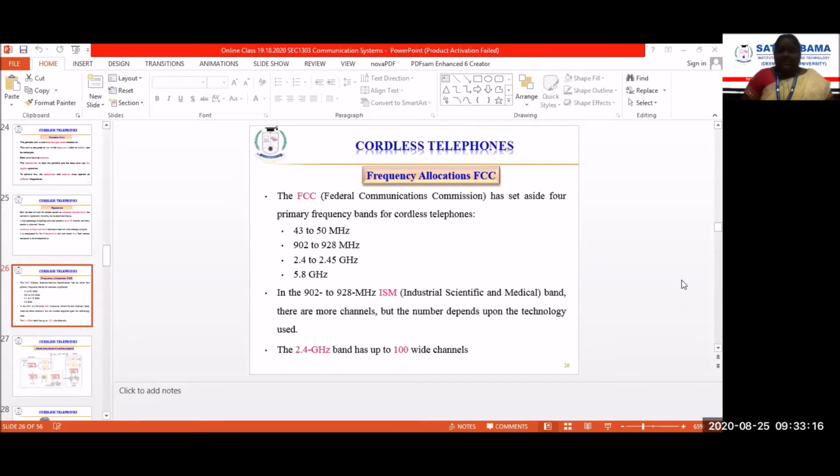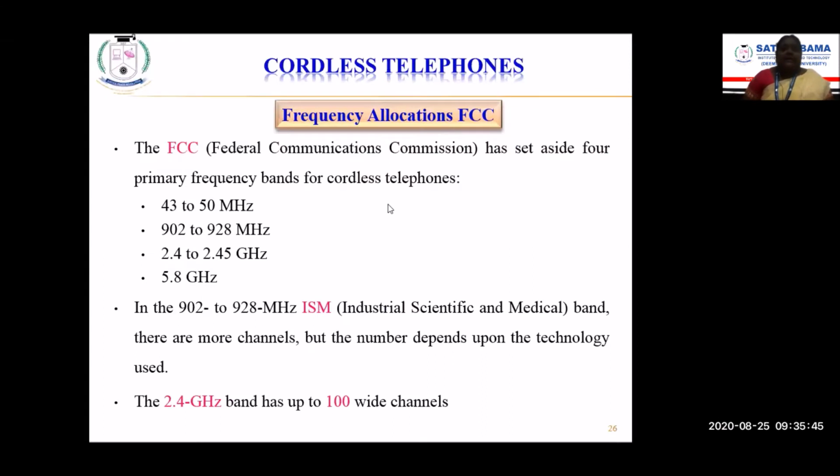Good morning, dear students. So we were learning about the frequency allocations. That is the International Frequency Allocations Commission, that is the Federal Communications Commission. They have set aside 4 sets of primary frequency bands specifically for cordless telephones. That is 43 to 50 megahertz and 902 to 928 megahertz. And to be more specific, the advanced telephones and the cordless telephones will have 2.4 to 2.45 gigahertz.